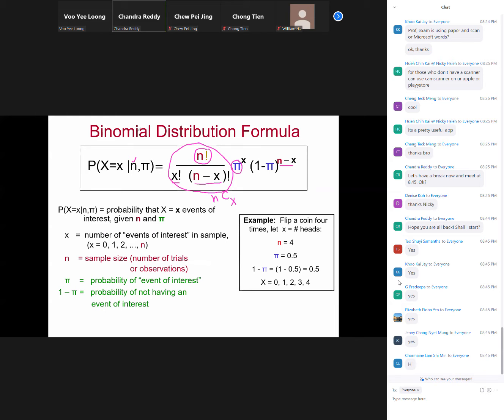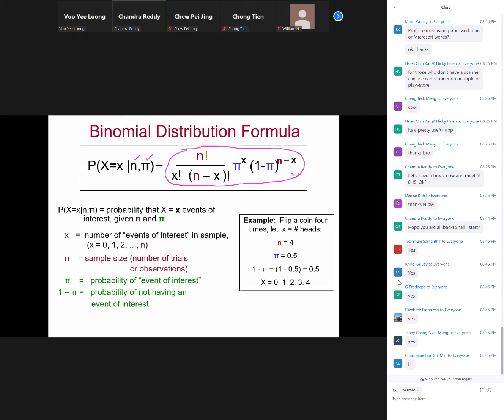If you look at this, this is how we can calculate the binomial probability for an event X, given the sample size and the probability of the sample. We will be using this formula to calculate the binomial probabilities. So you need to know how to do the calculations given n, x, and pi.